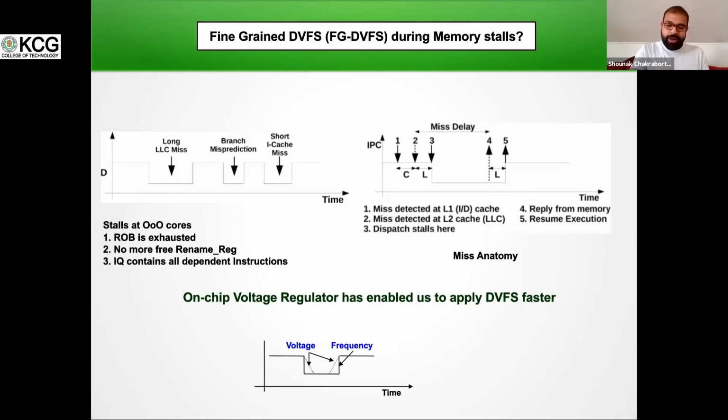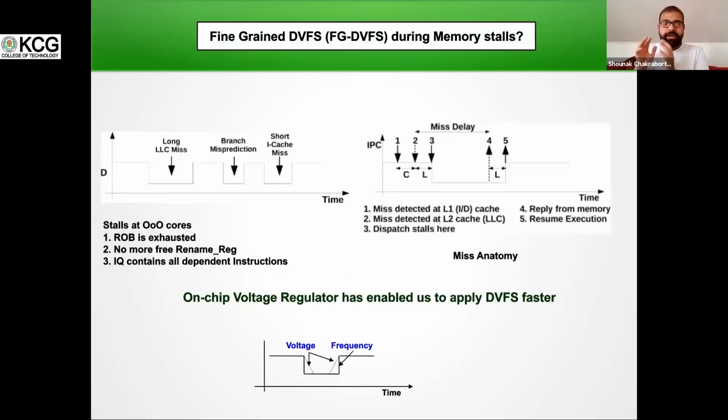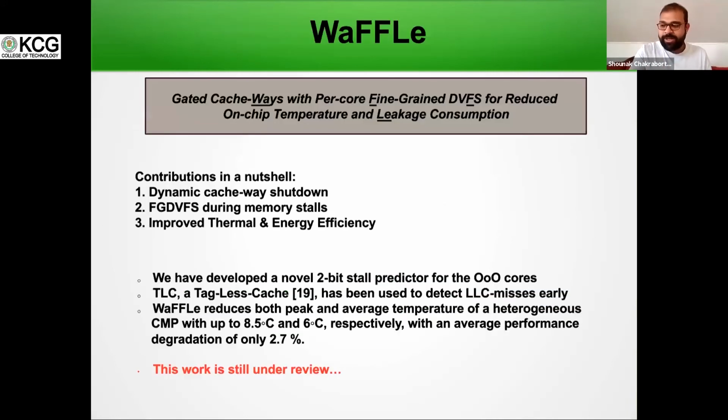So towards that, we have developed a 2-bit stall predictor for the out-of-order cores, and we have used a TLC, called tagless cache, that will detect the miss early enough, so your miss delay span will be longer. So we will have more span for applying GDVFS. I'm not going into the details of this work because this paper is still under review. And we named this problem WaFFLe.